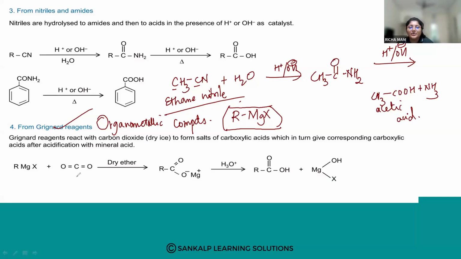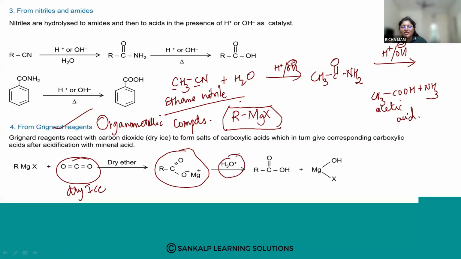Okay, so we are going to react the Grignard reagent with carbon dioxide. Carbon dioxide is also called dry ice. We react it with dry ice in the presence of a solvent, dry ether. What am I going to get? I am going to get an intermediate, something like a salt of carboxylic acid, which will undergo acid hydrolysis. On acid hydrolysis it will give you a carboxylic acid.